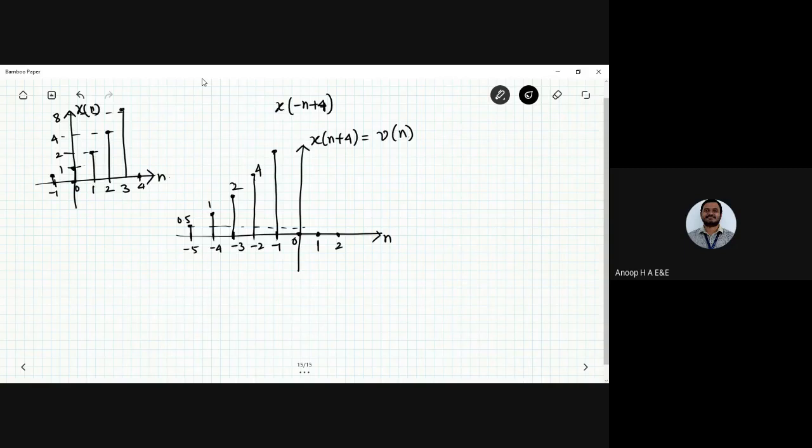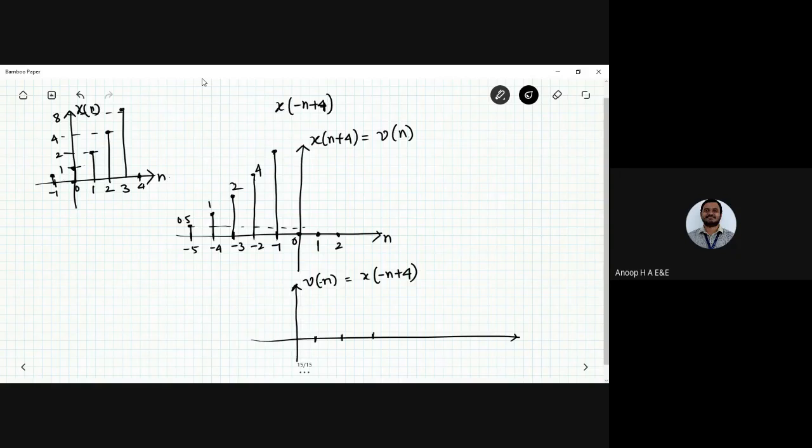Now the shifted version of it, that is V of minus N, you have to calculate. To calculate V of minus N, I'll be changing the directions. So it is a reflected version of V of N. V of minus N is equal to X of minus N plus 4. So what do I have to do?